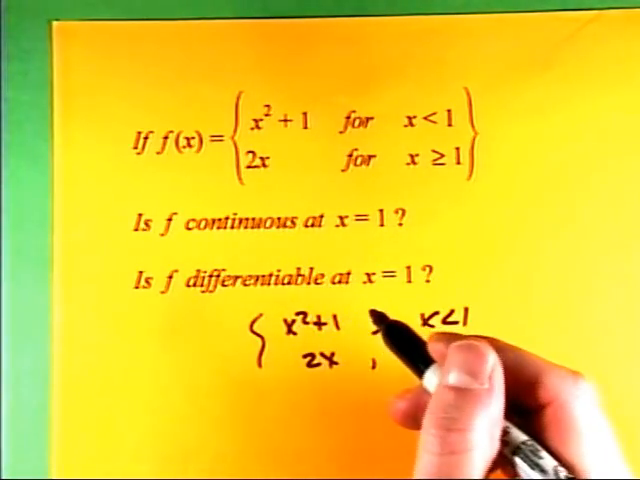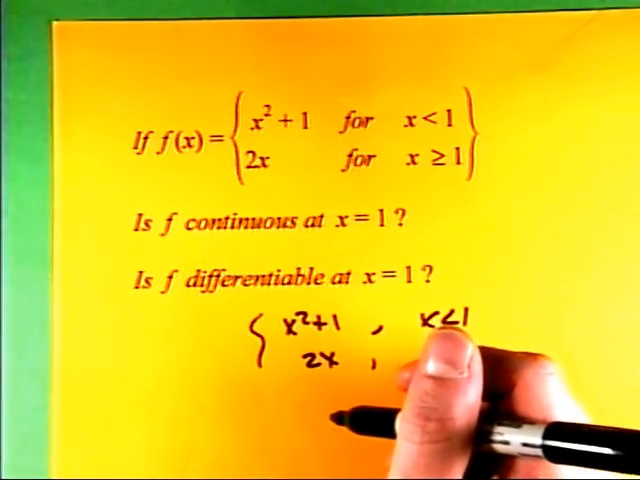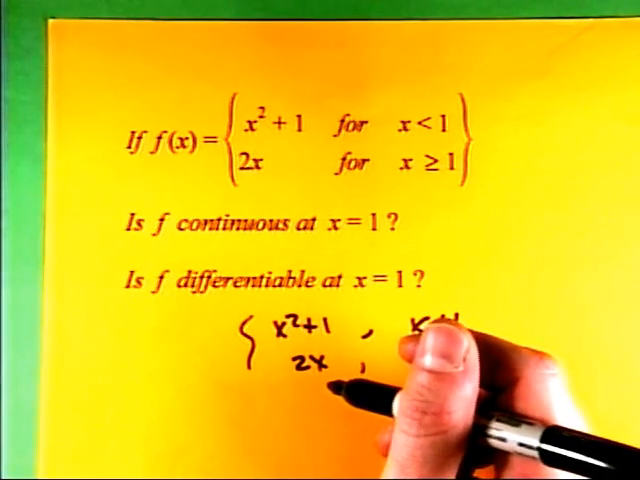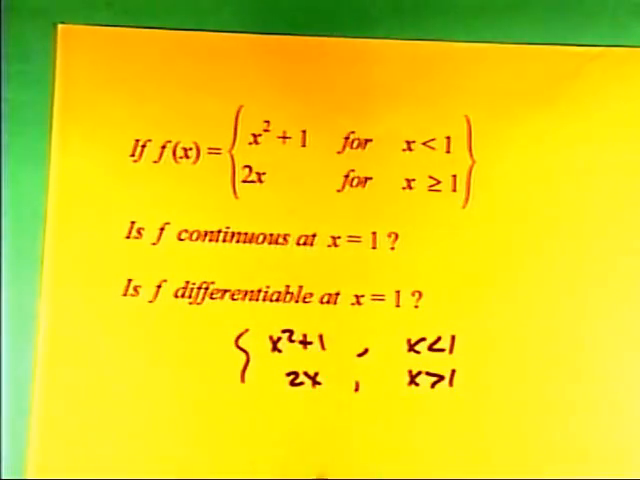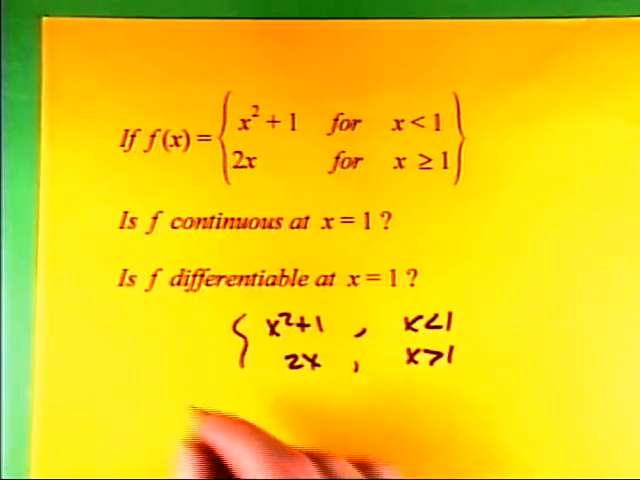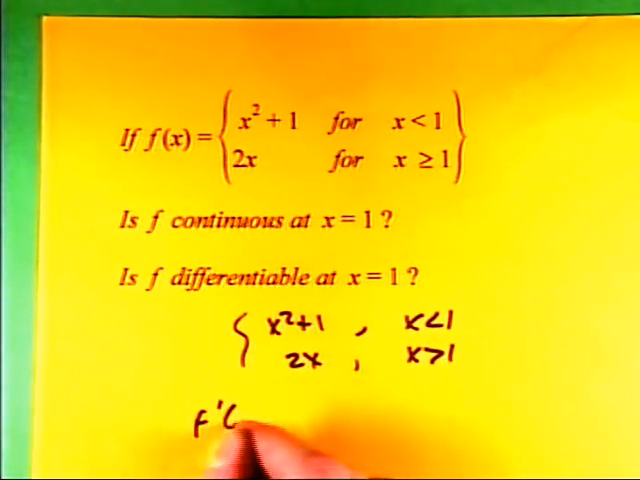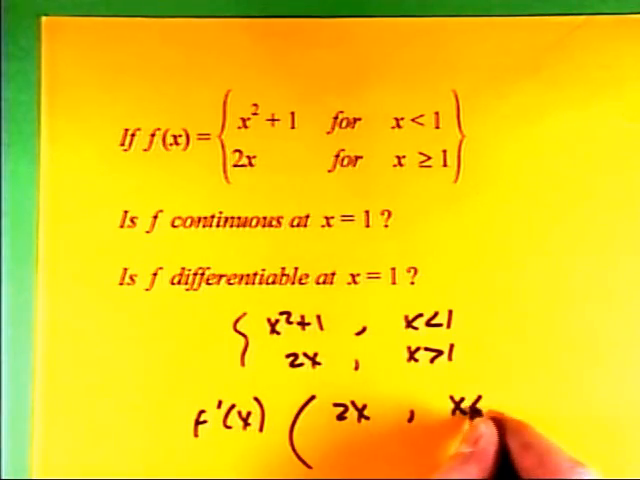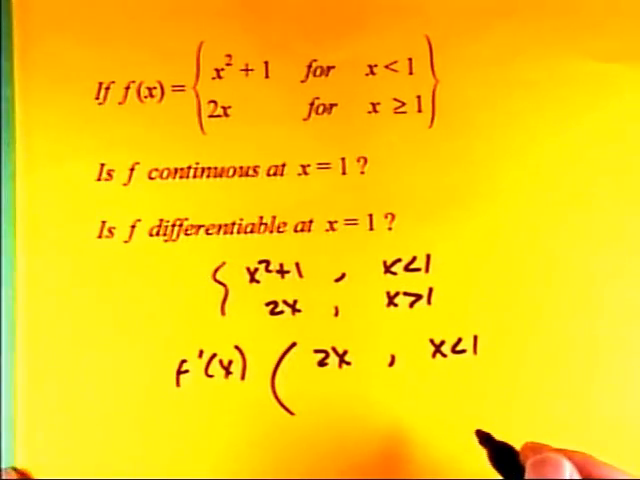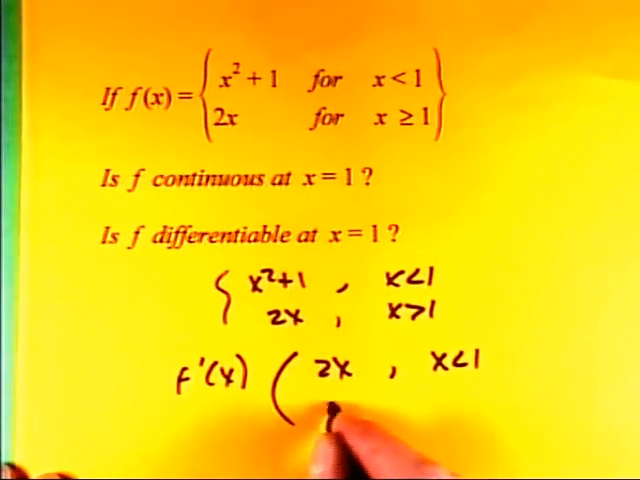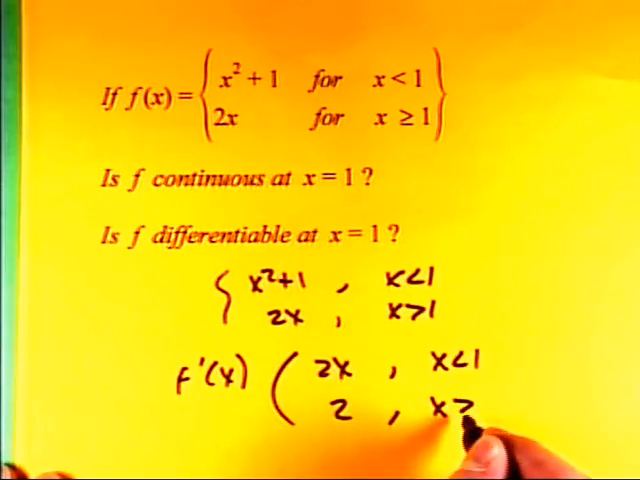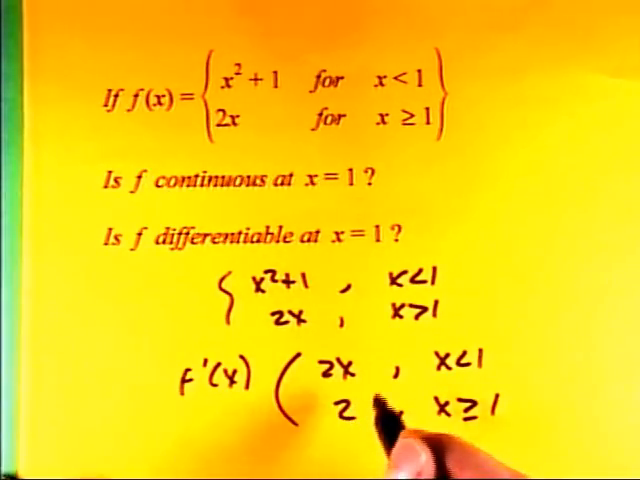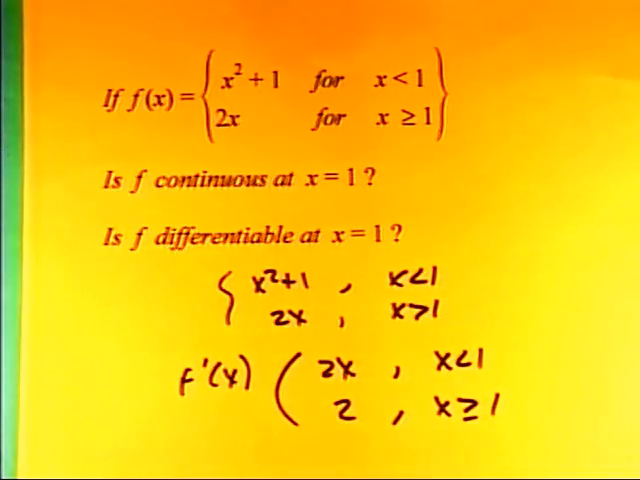Excellent. Okay, is it differentiable at 1? Yeah. Why? Because you take the derivative and it's differentiable. Well, what's the derivative? 2x. 2x for x less than 1, and what else? It's 2 for x greater than or equal to 1. So at x equals 1, the slope from the left and the slope from the right are both 2. So therefore, it is differentiable.